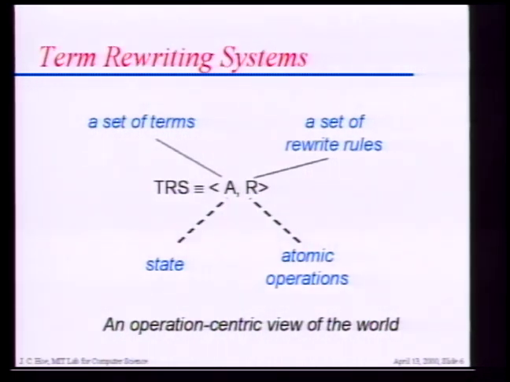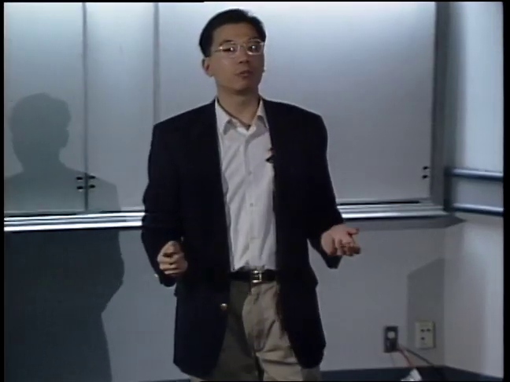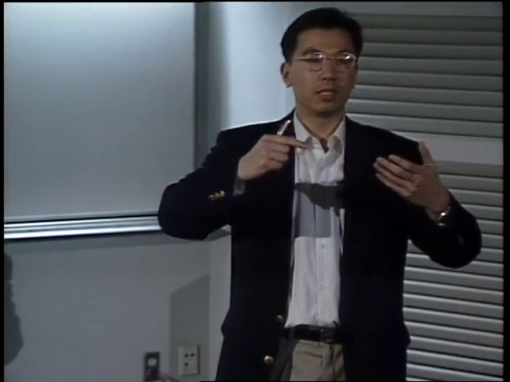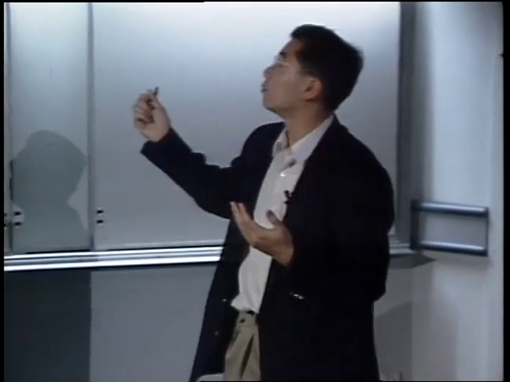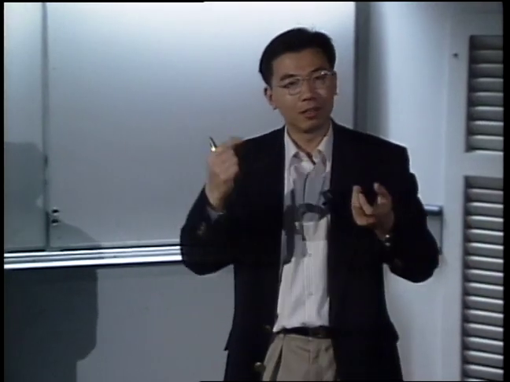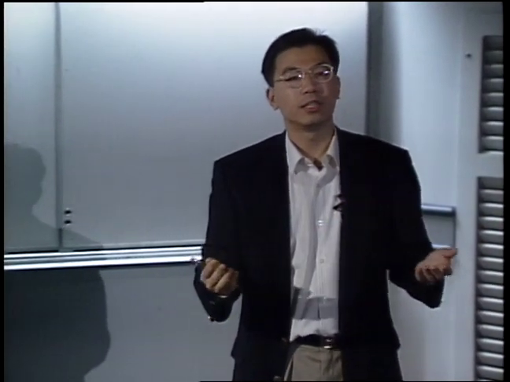So formally, a term rewriting system is made out of a collection or a set of terms and a set of rules. And in the context of hardware description, we should think of terms as representing the different states a system can get into. And the rules describe the transition or the operation in a particular state.